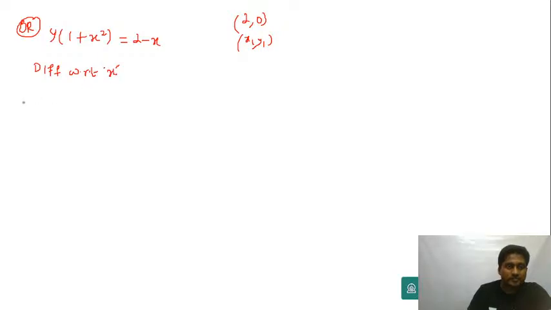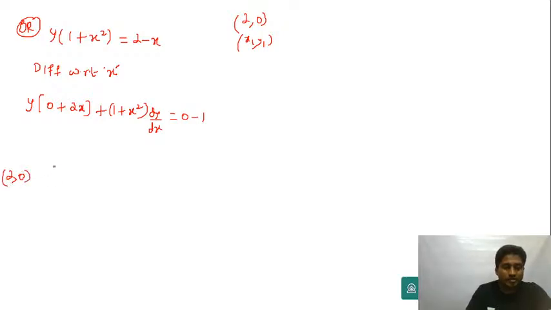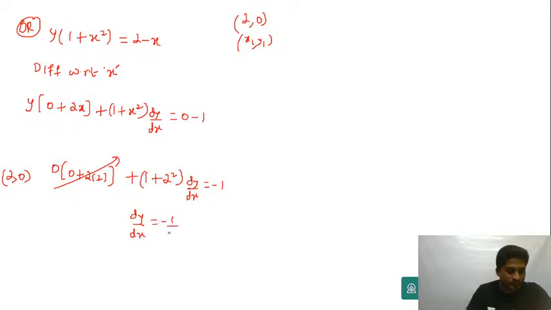First function is y. Differentiation of second function is 0 plus 2x. Second function is 1 plus x square. And then differentiation of y, dy by dx, is equal to 0 minus 1. Right, now you take the point 2 comma 0 and substitute here. In place of x you put 2, in place of y you put 0. You get 0 plus 2 into 2. Anyways, this fellow is 0. Plus 1 plus 2 square into dy by dx is equal to minus 1. And from here I get dy by dx is equal to minus 1 upon 5.